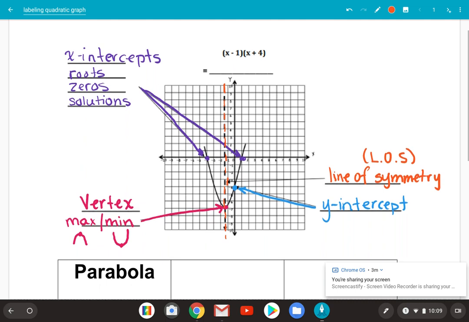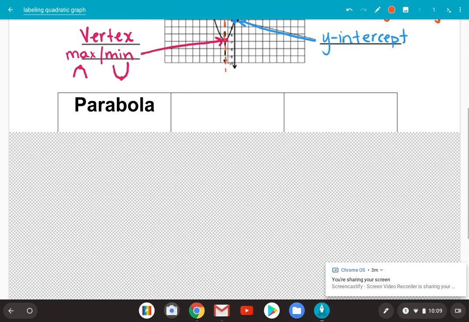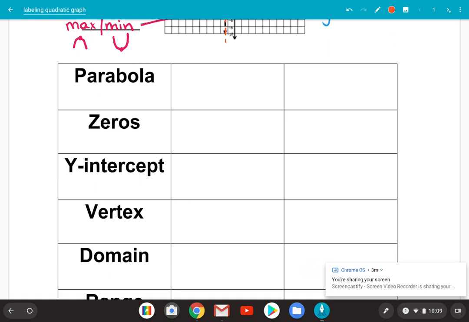Okay, let's go through some of the vocab now. So a parabola is that U shape. That's all it means. It's a U shape. Very easy. Nothing else is going to look like this.